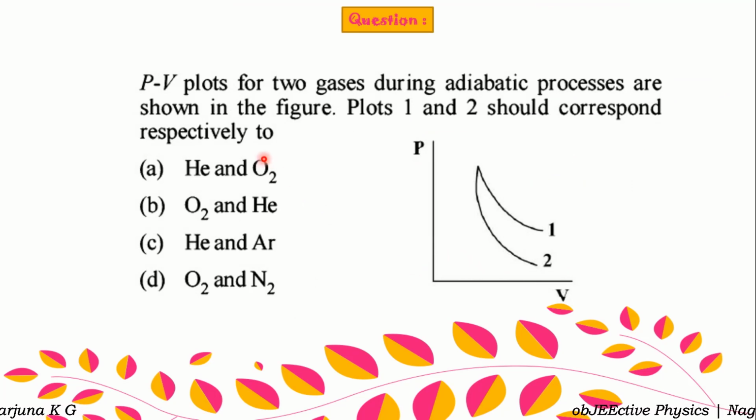Next question. PV plots for two gases during adiabatic process are shown in the figure. Plots 1 and 2 should correspond respectively to.